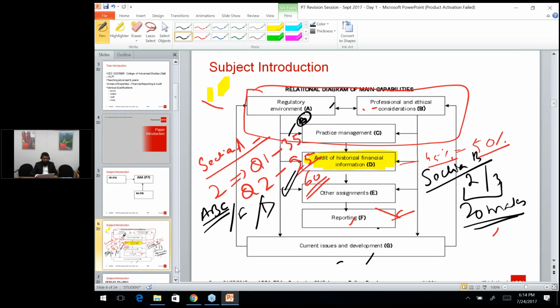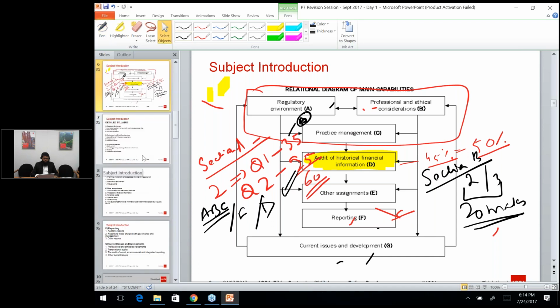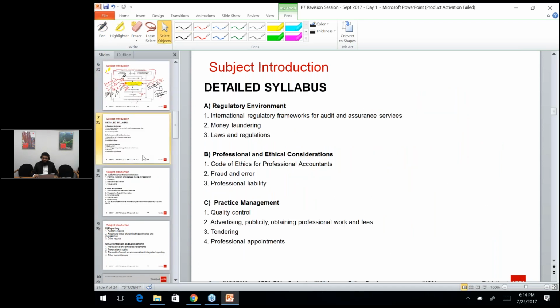If I proceed further, I'm going to talk about the detailed syllabus of the paper P7, that is, what exactly the detailed syllabus structure is. You could see from sections A, B, and C, it's more about the laws and regulations that govern the auditing profession. It's more about the ethics, which we have already studied at paper P1 and paper F8.